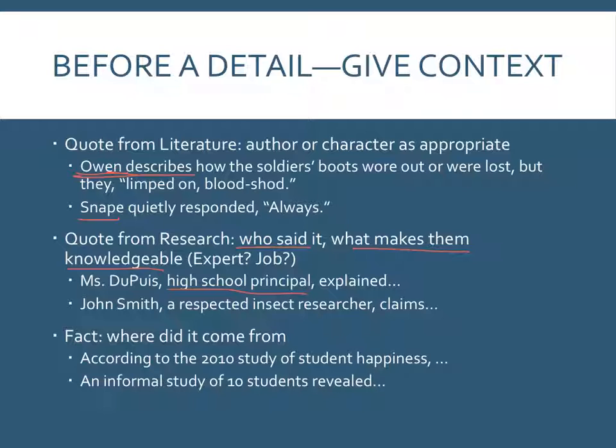If you were doing some research and the person doing the data that you used in your paper was John Smith, and he was a respected insect researcher, you'd want to make that clear so that people take your details more seriously. If it's a general fact and you don't have a particular person to accredit it to, do look to see what kind of organization put it together or what type of study it was. According to the 2010 study of student happiness, for example, we're giving a specific year in which it happened and what the study was of, and an informal study of 10 students revealed, again, who was involved and where did it come from, an informal study.